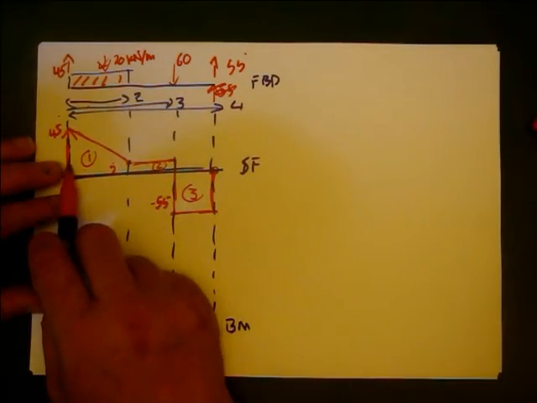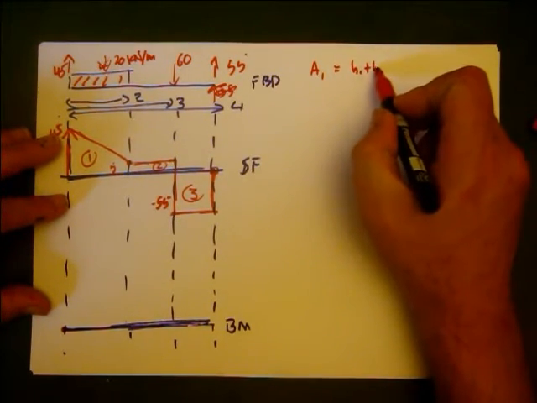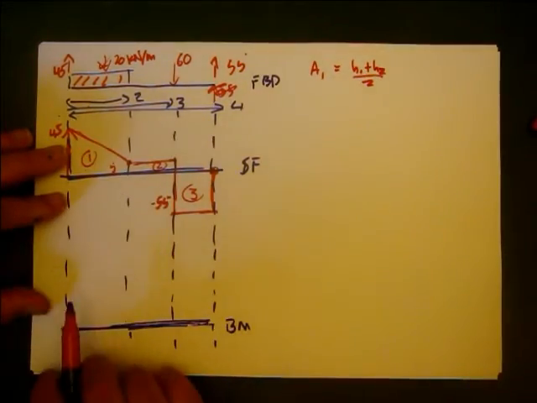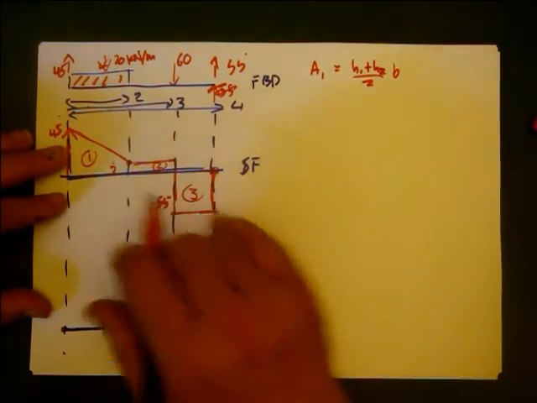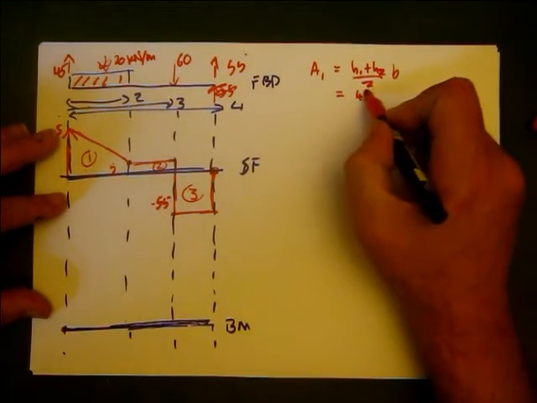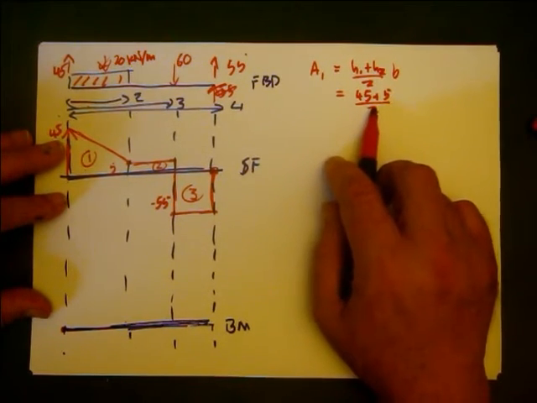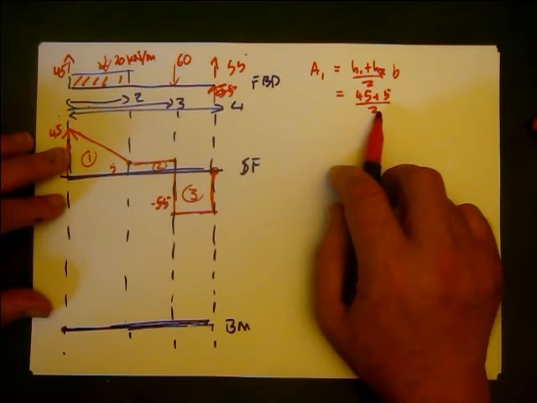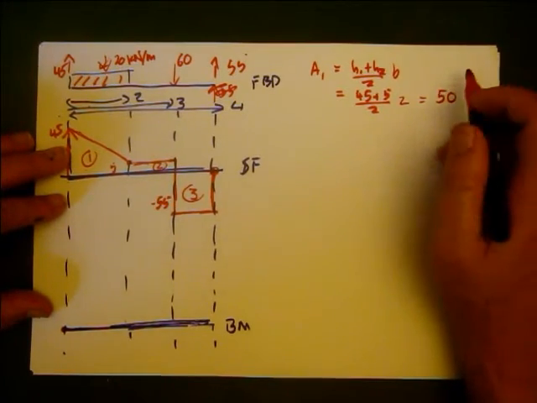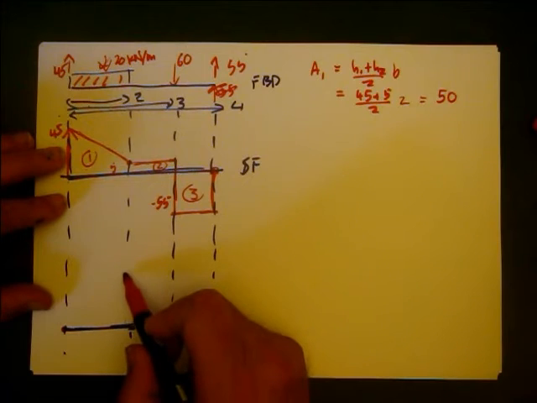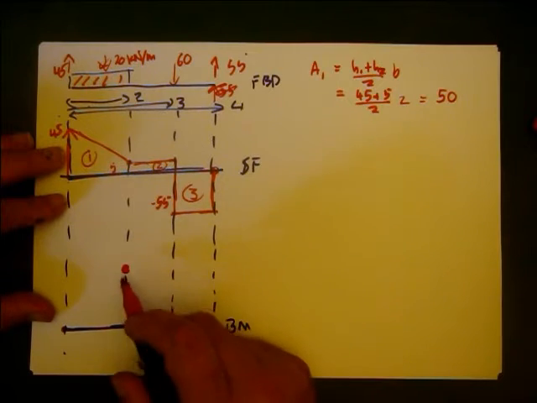So there are 2 ways that we can do this. We can break it up into a triangle, or we can say area 1 is equal to height 1 plus height 2 over 2. So we take the average height times the base, and that will give us the area. So that's equal to 45 plus 5 over 2. So 50 divided by 2 gives us the average of 25, times 2. So this is actually cancelled out, so we end up with 50. We've started at 0 and we end up at 50 kilonewton metres.